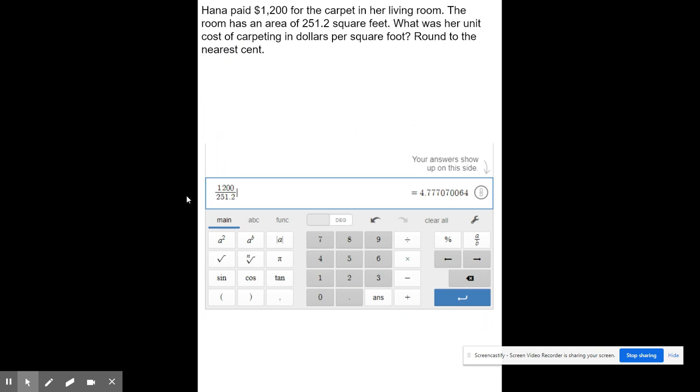We take 1,200 divided by 251.2, and we find out that it is costing $4.77. It costs all that, but we want to round it to the nearest cent. So once again, we look at it. It's 4.777. We're either going to round it to $4.77 or $4.78. We look at the purple 7 and realize that's 5 or greater, so we're going to round up to $4.78 per square foot.